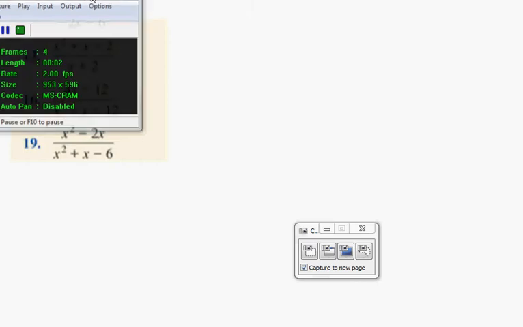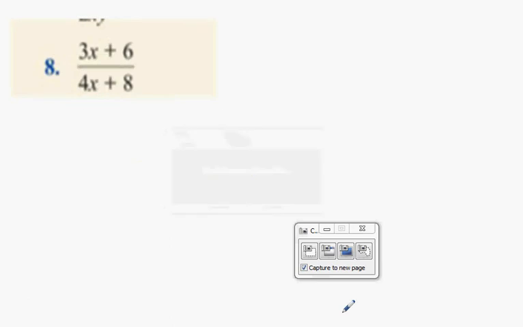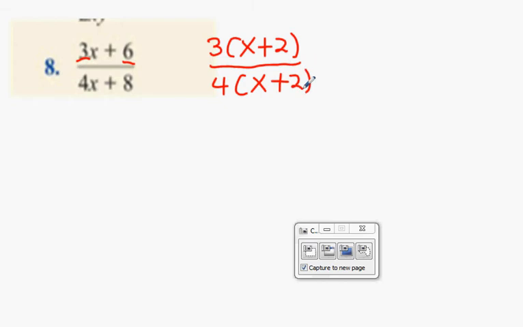Lads, the first question I've been asked to do is question 8. If you look at question 8, there's a numerator and a denominator, a top one and a bottom one. I'm going to take 3 out of the top one, so it's going to leave me with 3 into x plus 2. On the bottom, I'm going to take out 4. It's going to leave me with 4 into x plus 2. Since x plus 2 and x plus 2 are exactly the same number, and they're being multiplied by 3 and multiplied by 4 top and bottom, it means I can cross them off.